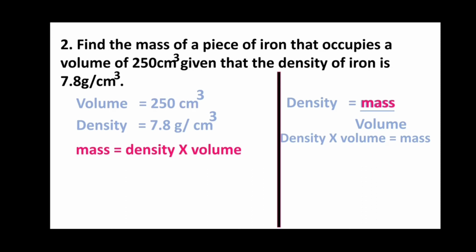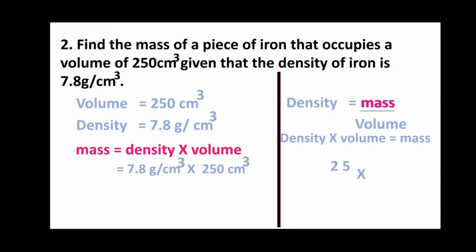Let us substitute the values, that is density we know 7.8 gram per centimeter cube multiplied with the volume 250 centimeter cube. We have to do the calculation in workspace. So here I use 25, the number is 250. Why I use 25 means we can add 0 at the last also. It's up to your choice. Here I am however using 25 only. At last I will add the 0.